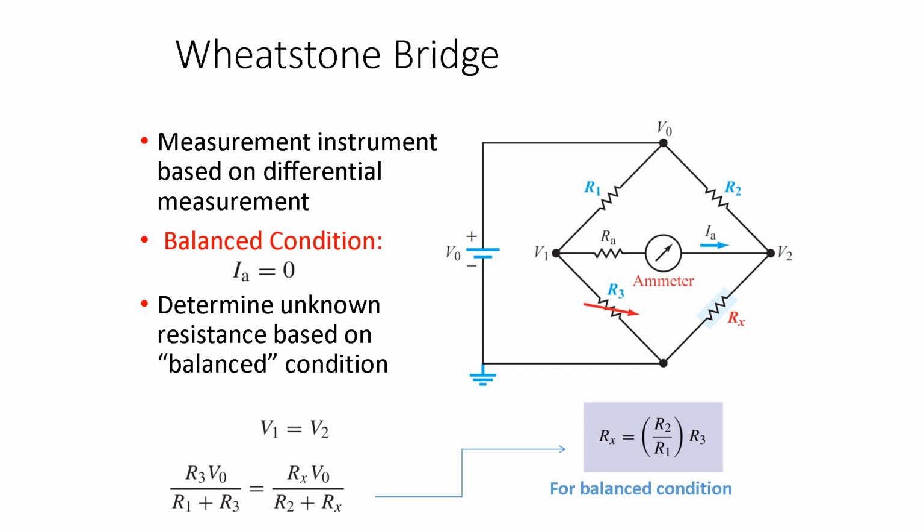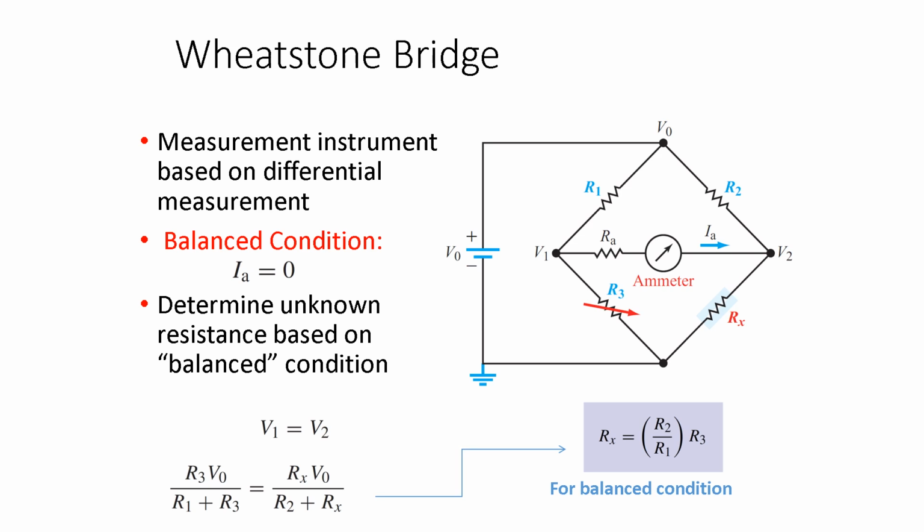And so this system is a way of determining an unknown resistor. And in this picture, it's called Rx. And then the known resistor that changes is R3, which is like a potentiometer, a resistor that we can plug in and out.